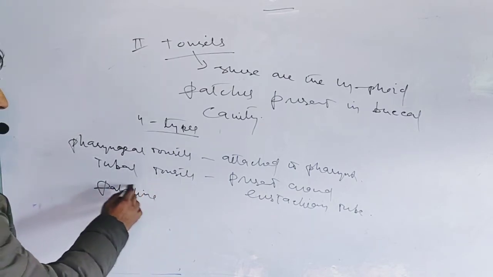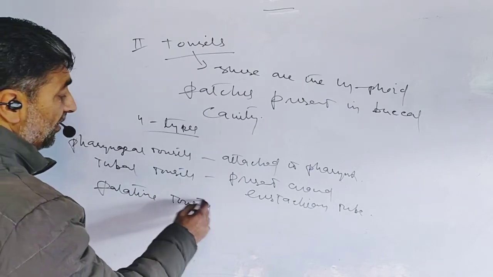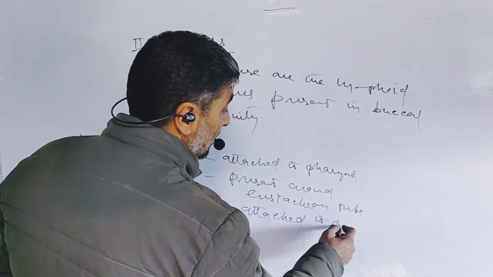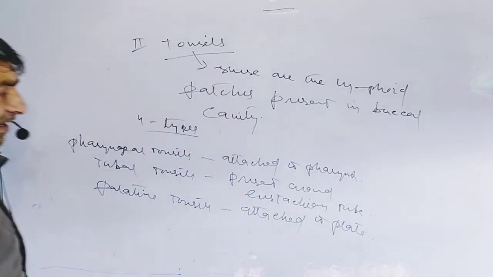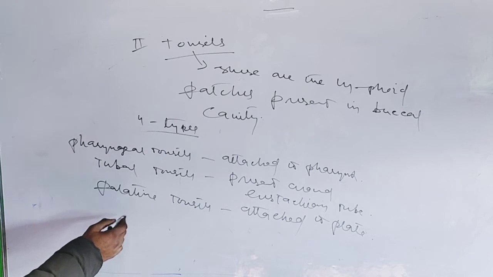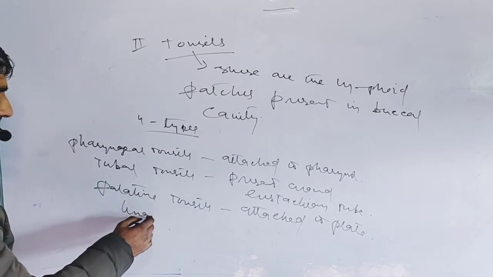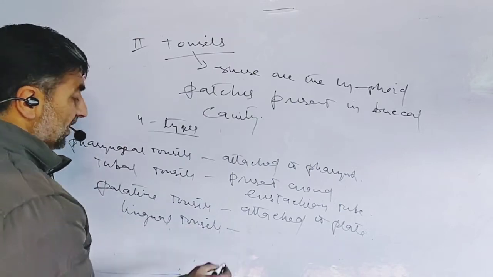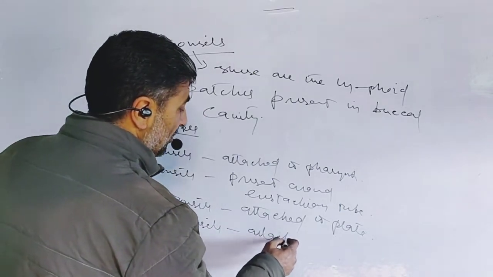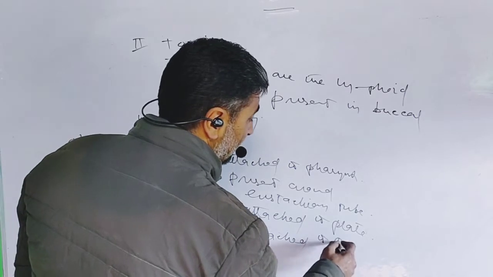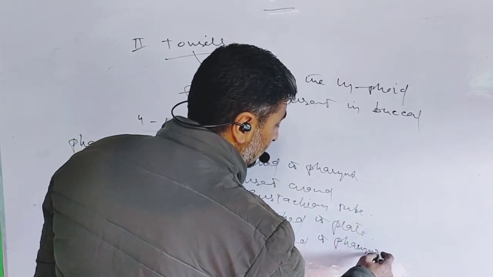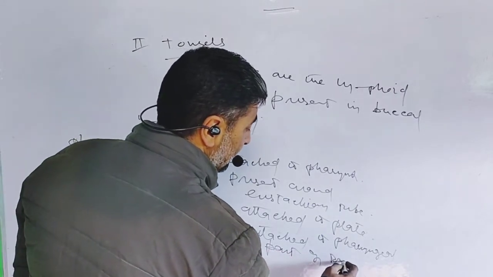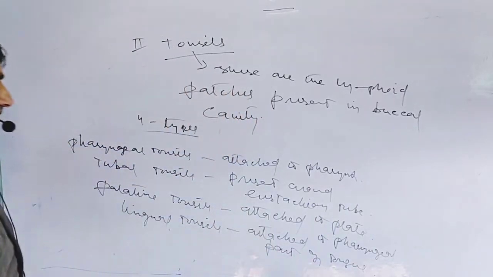Palatine tonsils are attached to the palate. The other one is lingual tonsils. Lingual tonsils are attached to the pharyngeal part of the tongue.